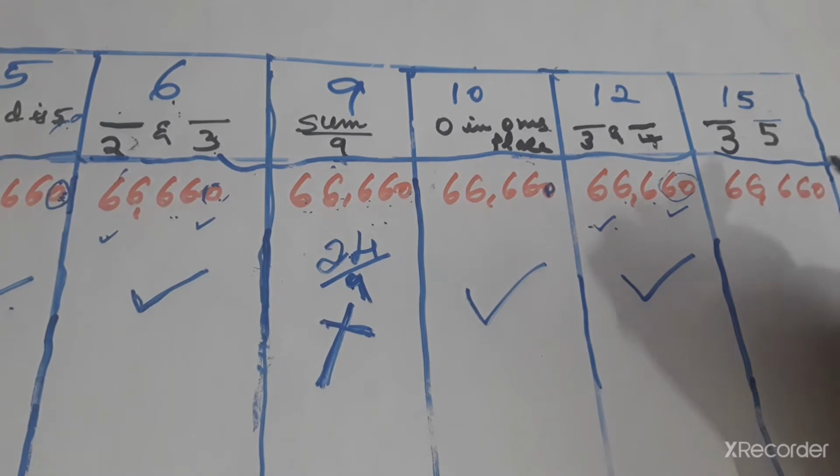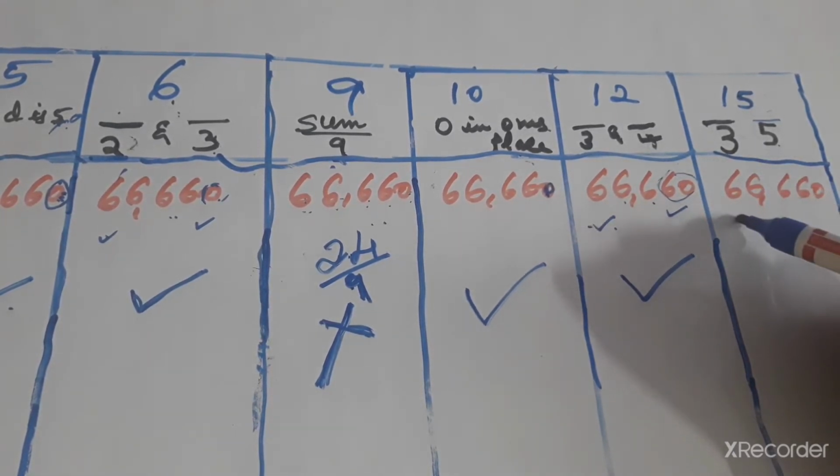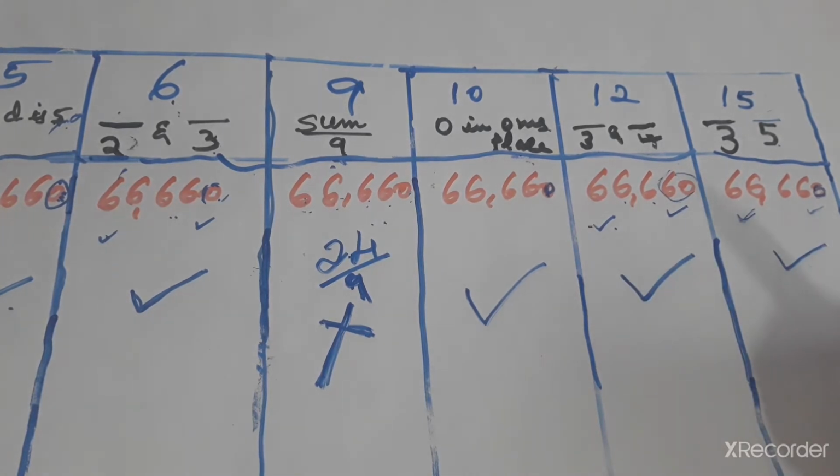And the 15 rule. According to the 15 rule, it should be divisible by 3 and 5. We know that it is divisible by 3 because the total is 24. 24 divided by 3, it is divisible, and in the ones place there should be 0 or 5. In the ones place there is 0, so it will divide by 5 also, so we can say yes.